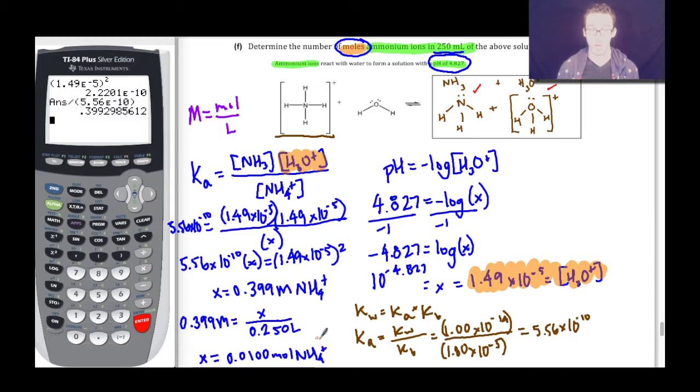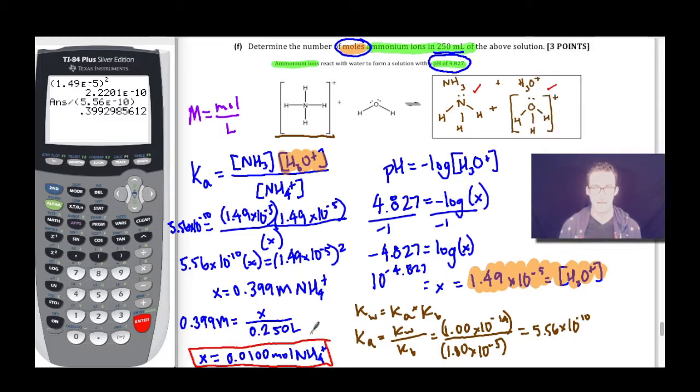Now, again, a lot of work here, so really important to box in our final answer. This was worth 3 points. Your first point comes from determining the correct concentration of the ions in solution. Your second point comes from determining the correct value for Ka, and then your third point comes from determining the correct value for your moles of ammonium ions. Again, no points if you show no work.